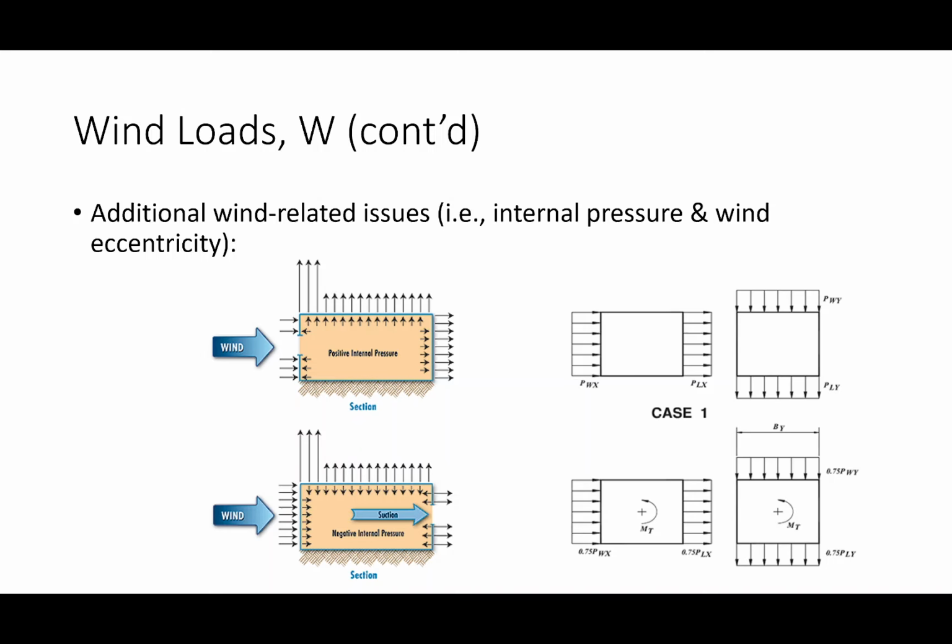The way I've always done it is you have a big old spreadsheet and you have case 1, case 2, case 3 versus positive pressure, internal pressure, and so on and so forth. And you just take your controlling one for the purposes of design. The second case is one that I find, at least as an engineer, to be the most interesting. And this is what happens when there's wind eccentricity.